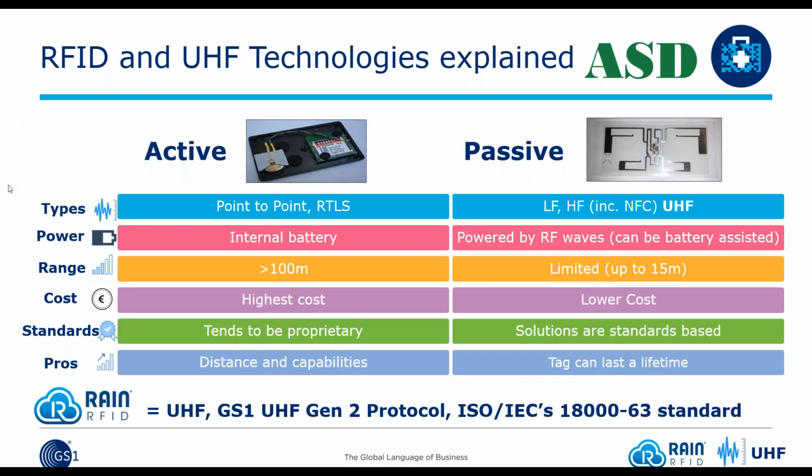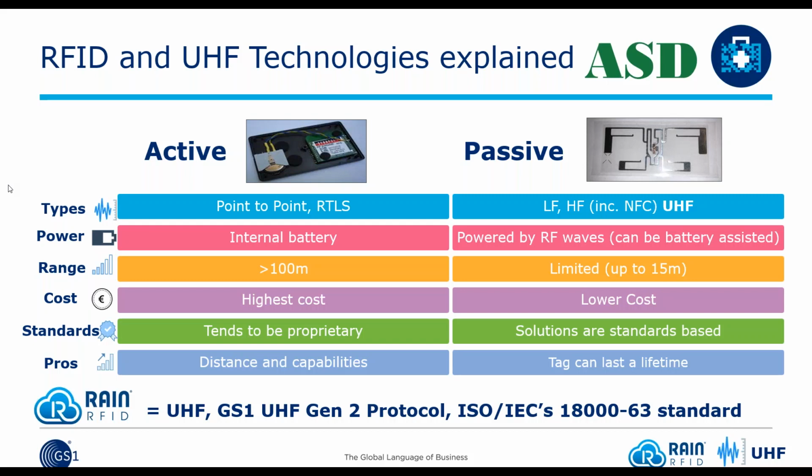Okay, so this slide gives you a high level, a 30,000 feet view, of the types of things we're looking at when we're looking at RFID. Firstly, we have 2 types. There's active and there's passive. And then we have a number of subdivisions within the passive.